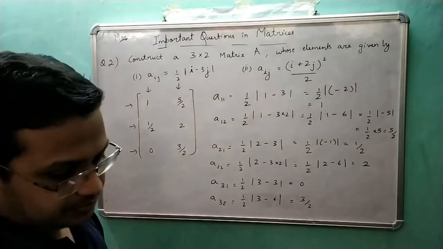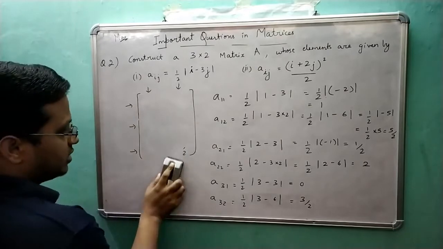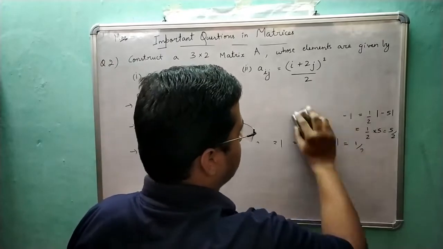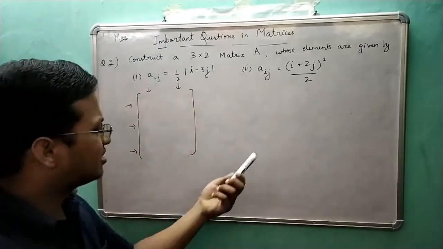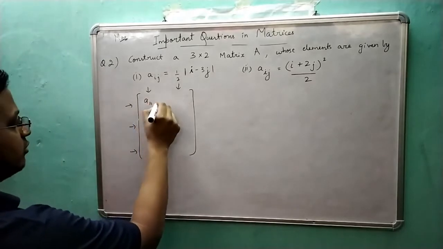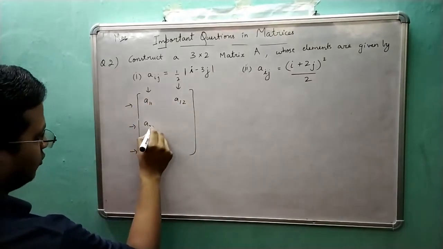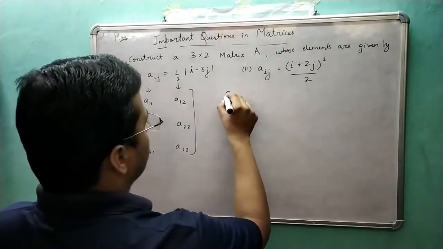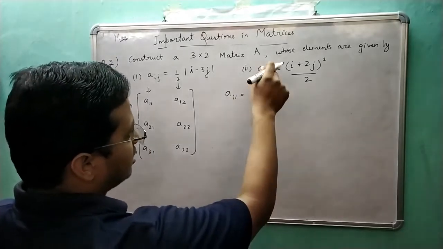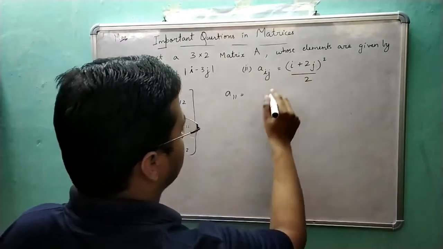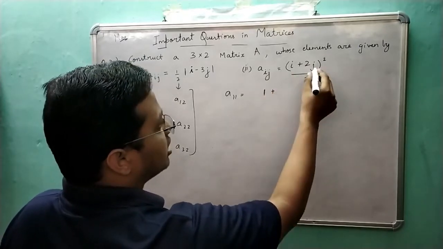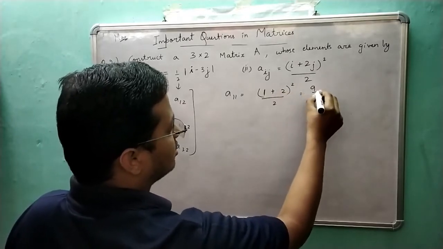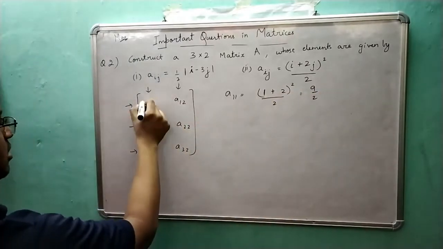Similarly, the second one. Let's solve the second one in the same way. This type of question you might get in 2 mark questions. So be careful, it is extremely easy. So A11, A12, A21, A22, A31, A32. Once again, since here ij is given, A11: i is 1, j is 1. Put it here. So 1 plus 1, 2 whole square by 2. So 3 square is 9. Actually 2 squared is 4, but as stated, the speaker computes it as 9 by 2. So A11 is 9 by 2.